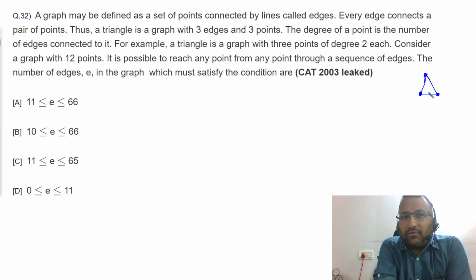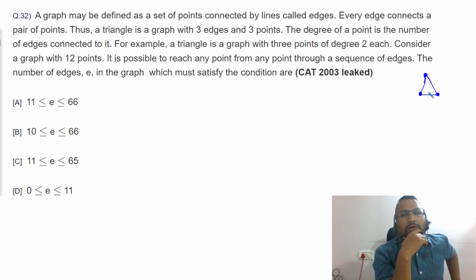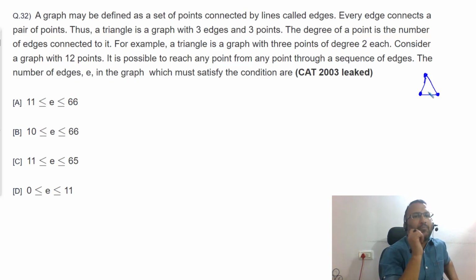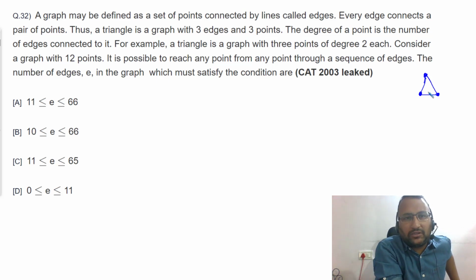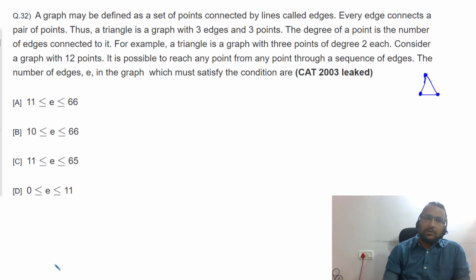Consider a graph of 12 points. It is possible to reach any point from any other point through the sequence of edges. The number of edges in the graph must satisfy which of the following conditions. So let's have a look at it.